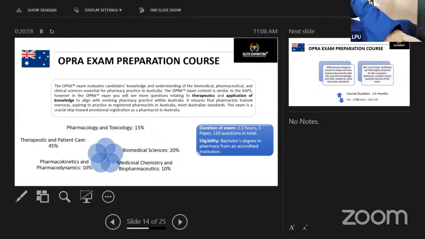OPRA is the extended version of KAPS, where the Australian Pharmacy Council has numerous expectations, with the difficulty increased, and mostly of concept.